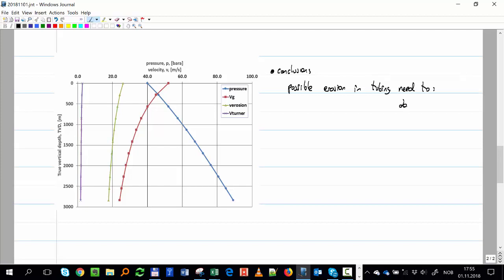Okay, so I need to do two things. Either decrease QG, or another option is to change tubing for a higher diameter. And the diameter we have here, I think, is close to 5 or 6 inch, so it's already quite big. I'm not sure if this well will fit a bigger tubing, but that's some solution.